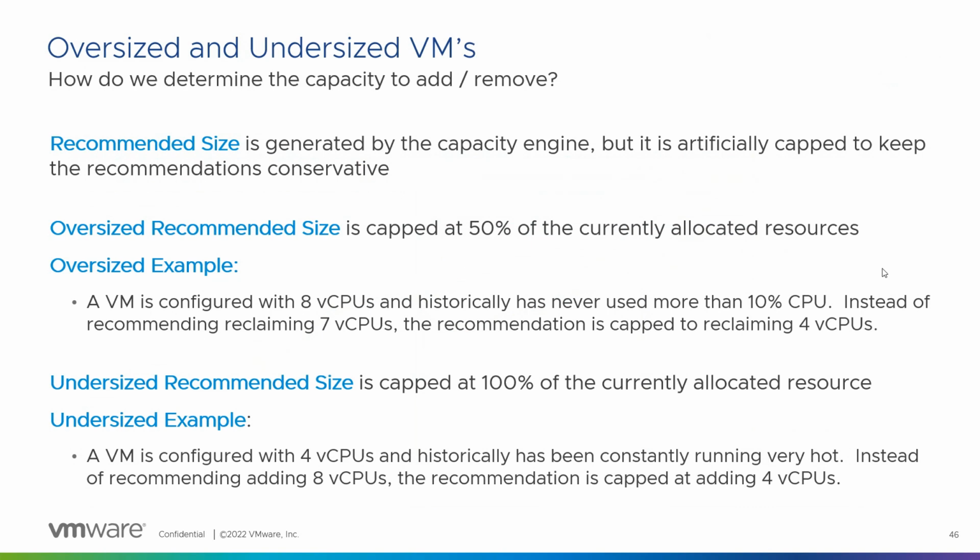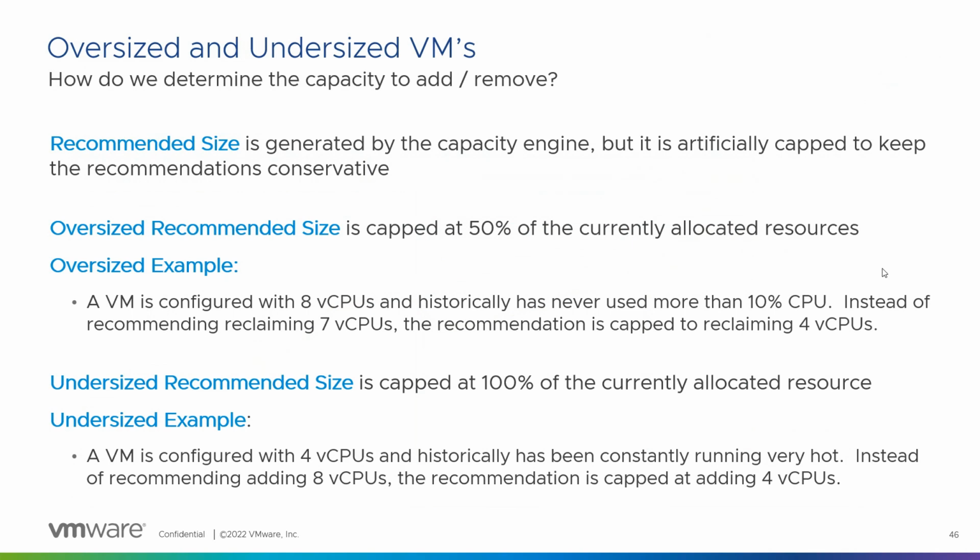So the example here: if I have a virtual machine running 8 vCPUs, but it's never used more than 10% of the CPU, instead of saying yank out 7 of the CPUs, it's going to say go to 4 CPUs. Once you do that, take out those 4 CPUs, then it'll monitor it for a little bit and give you another recommendation. So you slowly stair step down to the recommended size instead of doing something so substantial as taking away 90% of the allocated resources. This tries to make it a bit more conservative.